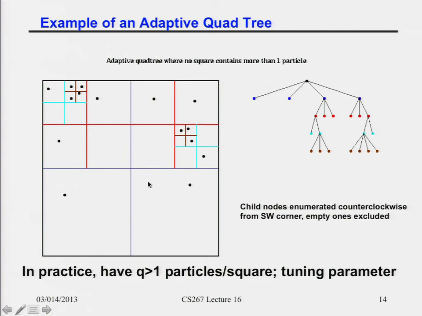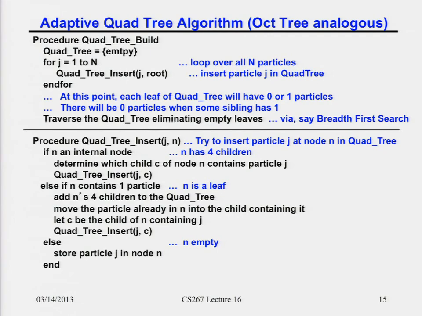So I'm going to have q, some number q greater than one, particles at the bottom of the box. So let me tell you now the algorithm. I think I've said it in English, but let me just put it up here in code to say how do you build the data structure that we need for the tree?